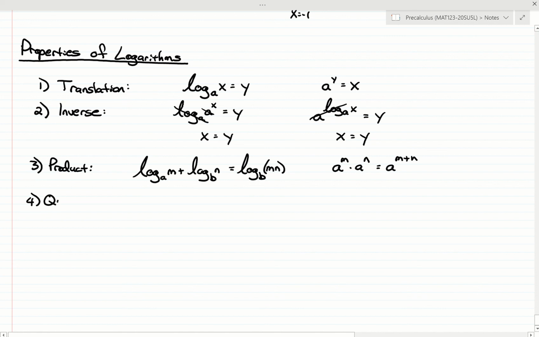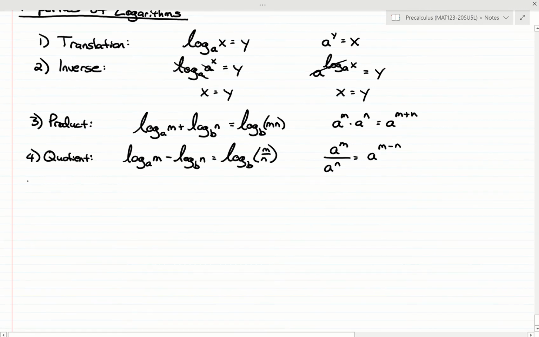Similarly, we have a quotient property. Quotient property says that if you have logs separated by a minus sign, that's the same thing as dividing the arguments. You can combine them as division. Using the exponential reference, if you're dividing with the same base, we know that we could subtract those.